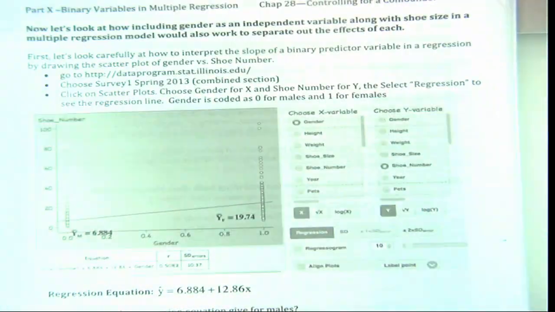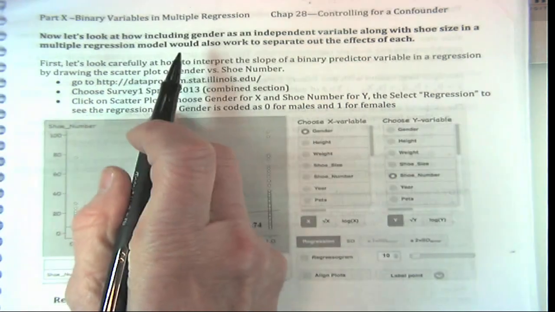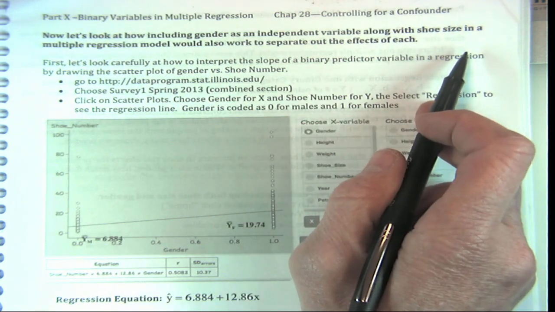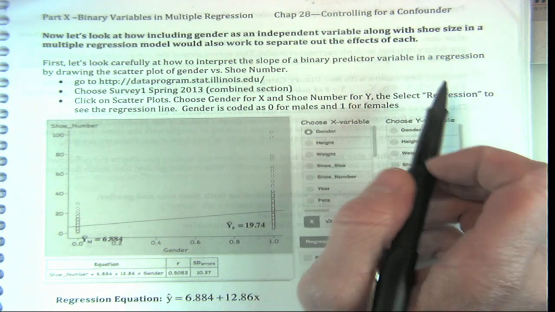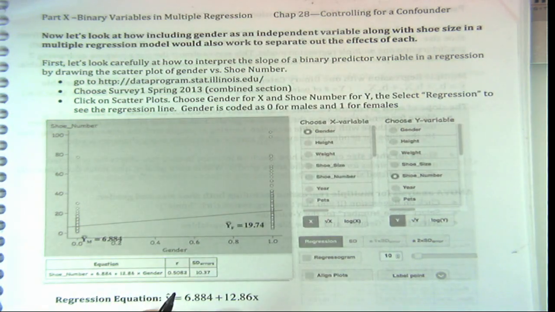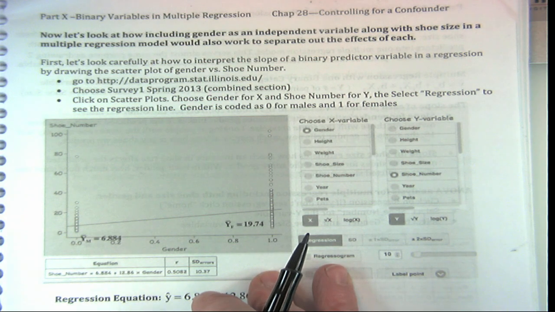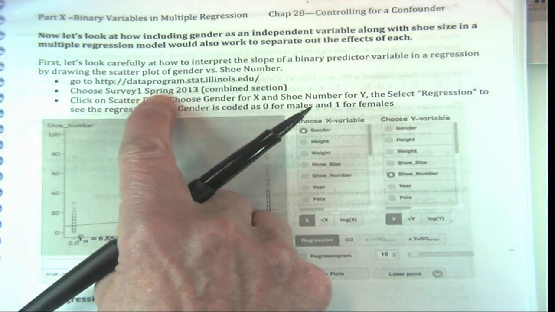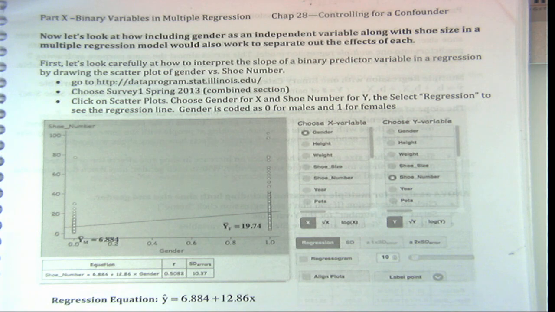Now what we're going to do is add gender to the regression equation to show you how it does the same thing as stratifying. But first, let's look at how gender, if you add it as an independent variable along with the shoe size, would work to separate out the effects of each and give you the stratified equations. You're probably not used to what it would even look like to have a 0-1 variable, a categorical variable, predicting a quantitative one. So let's look at what the regression line is. And you can do this on your own. This is exactly where the data is, so it's in the data program. You can search for this and do this. It's just what we're doing together.